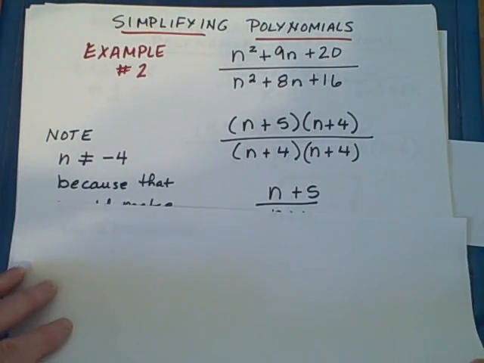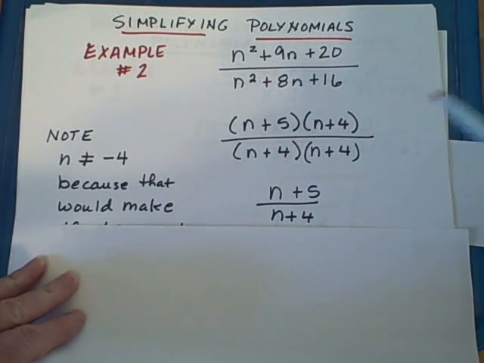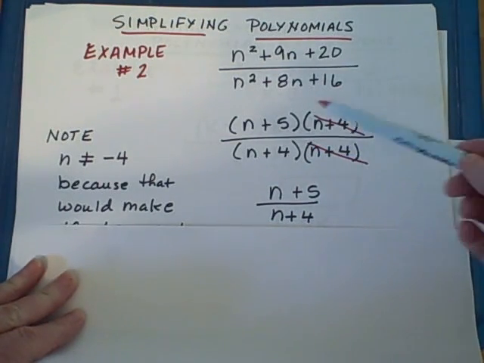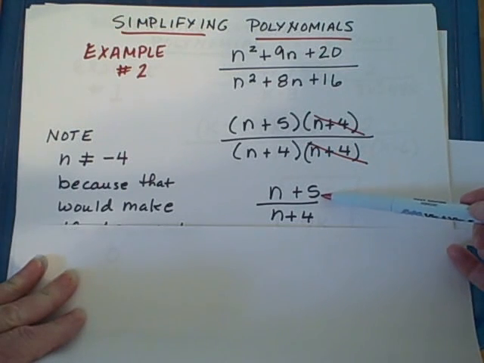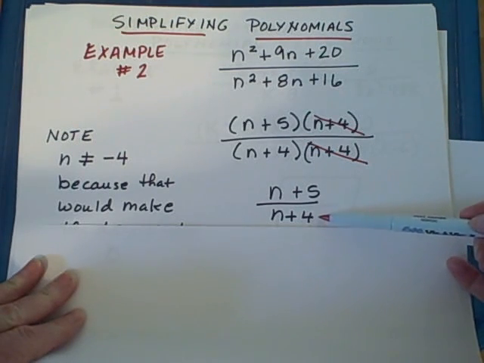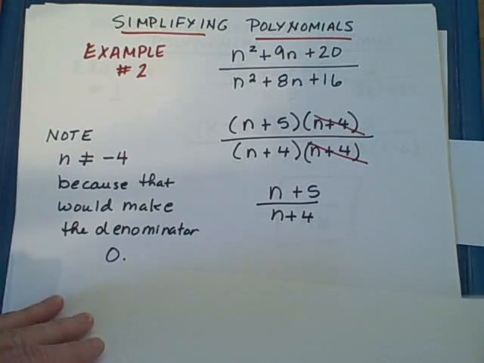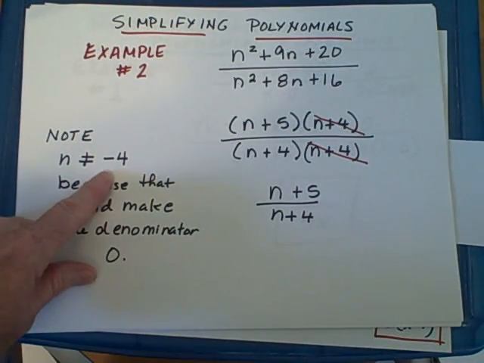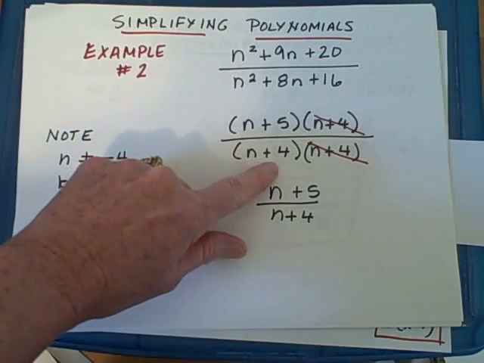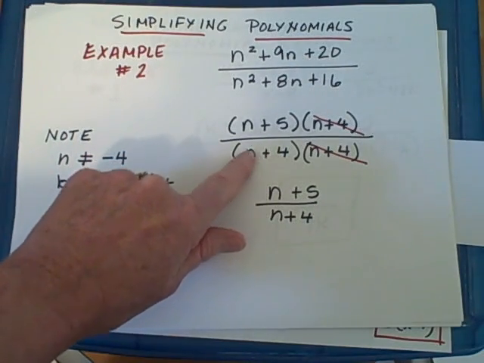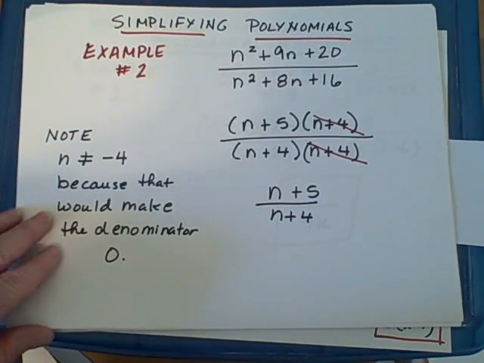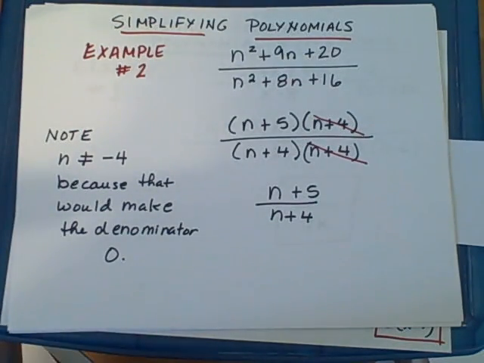Once we get to that part, we can cancel our n plus 4 over our n plus 4, leaving us simply with n plus 5 over n plus 4. As I said earlier, note that n cannot equal negative 4 because that would cause our denominator to be 0. If we put in negative 4 plus 4, our denominator would be 0. And we all know we can't divide by 0.